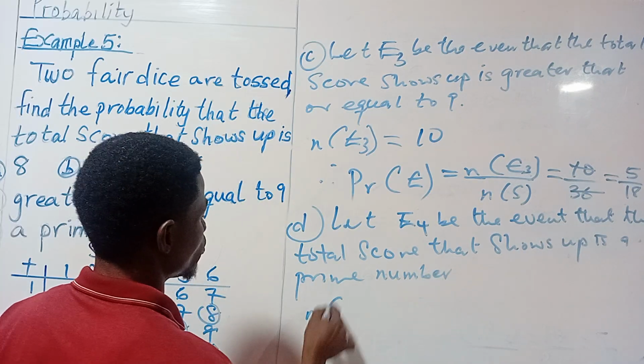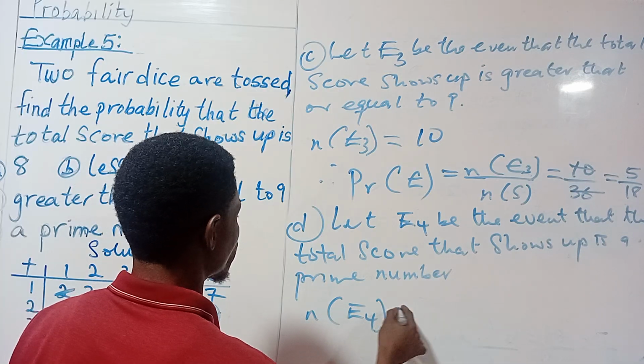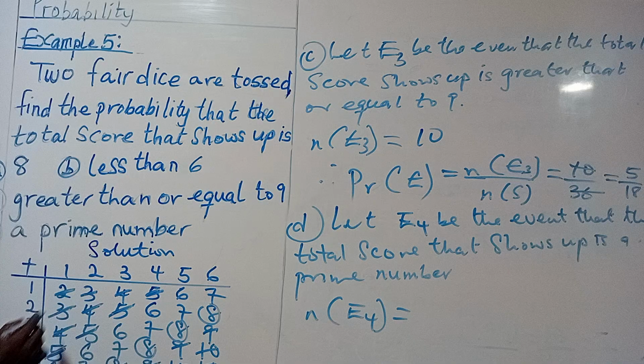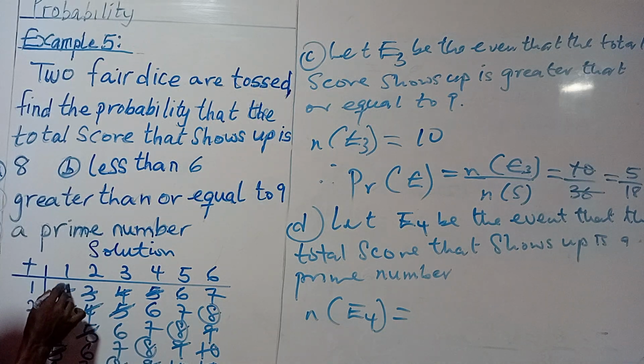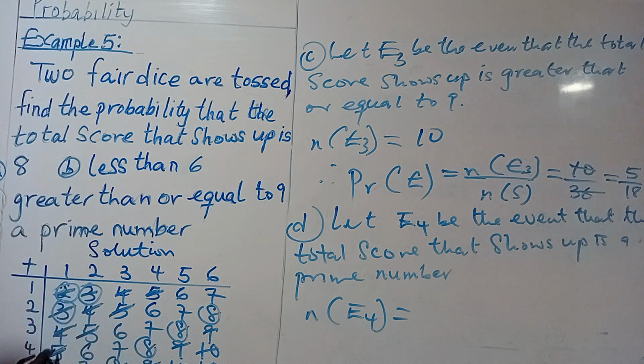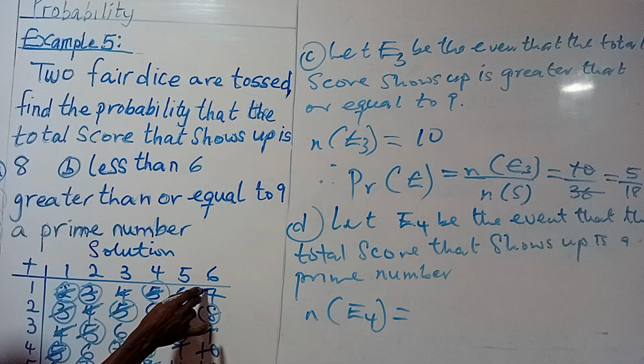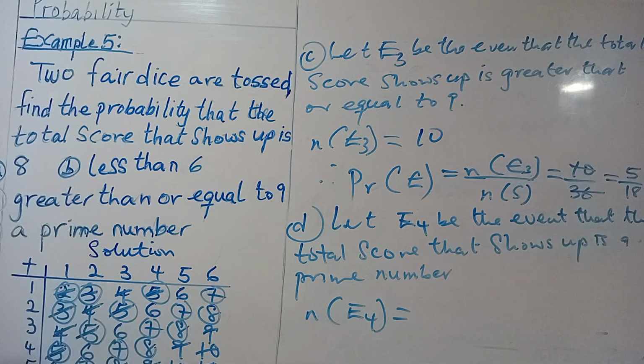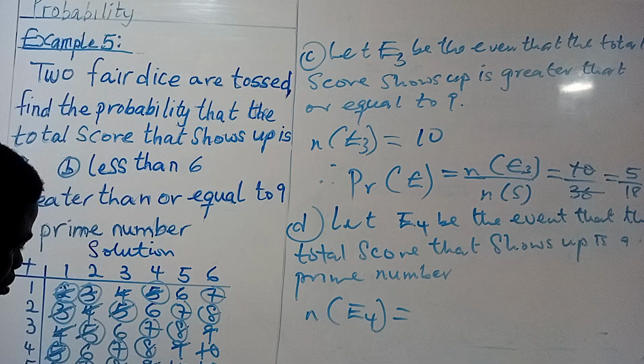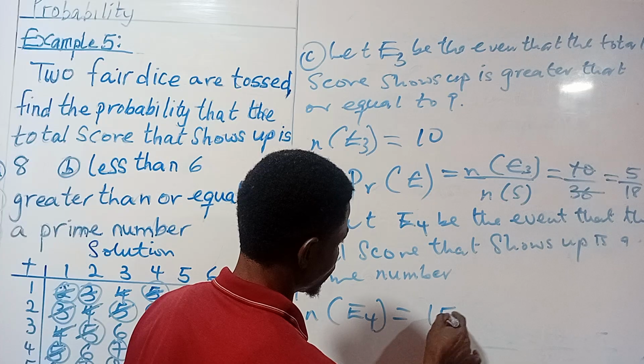And let's have that. We have E4 equals to, now let's look at the prime number. 1 is not a prime number, 2 is the prime number, 3 is the prime number. 2, 3, 4, 5, 6, 7, 8, 9, 10, 11, 12, 13, 14, 15. So we have 15.